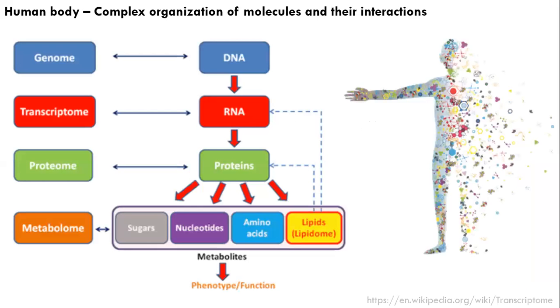So just imagine our human body. You're looking at a human body, a cartoon diagram. Our body is very complex, right? It is highly complex in terms of chemistry, with highly diverse chemicals in our body. For example, the human body has a complex organization of chemical molecules and their interactions and pathways.